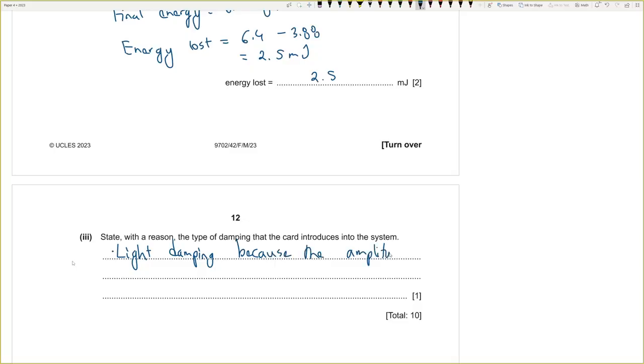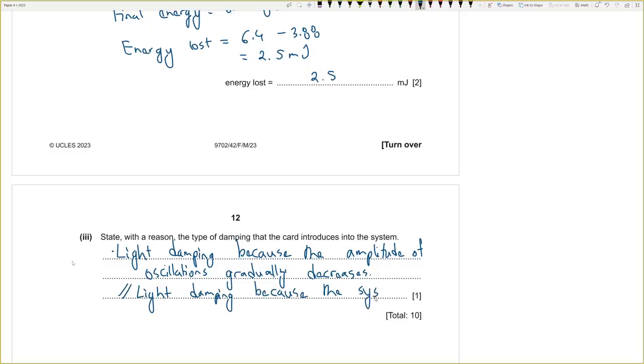Because the amplitude of oscillations gradually decreases. This is one way of saying it. What is the other approach? You could say that light damping because the system still oscillates. Okay, light damping because the system still oscillates. There you go.